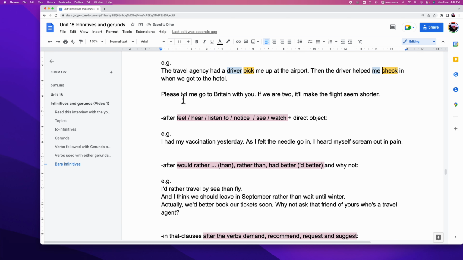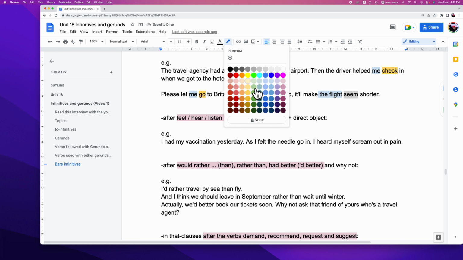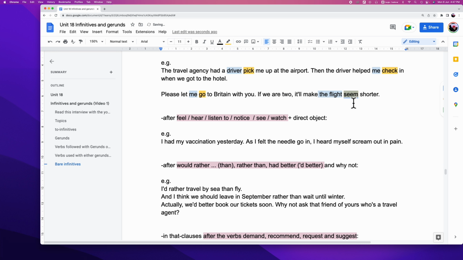Please, let me go. The word me is the direct object. And the word go is a bare infinitive. Who go? Me go. So its function is an adjective. Please let me go to Britain with you. It will make the flight seem shorter. Okay, make the flight, so it's the color blue, as well as seem. Seem is the color yellow. The bare infinitive functions as a yellow adjective.